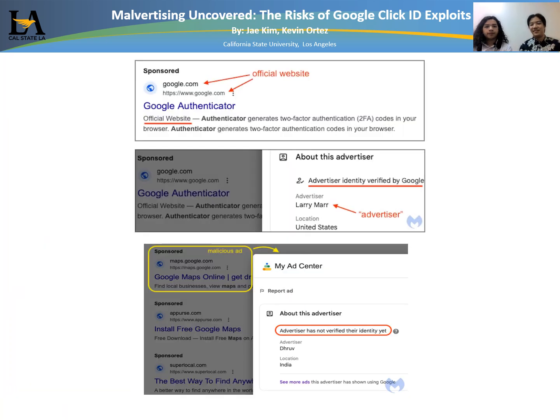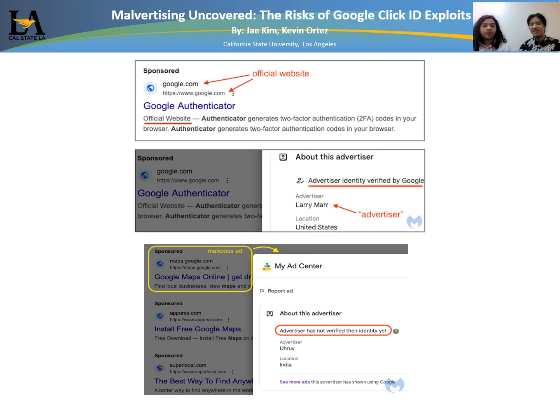All right, jumping into it, here's a real-life example of a sponsored ad by Google. And you would think that a sponsored ad at the top of a search engine titled Google Authenticator would lead you to google.com. However, this ad is by an advertiser named Larry Murr. He's a verified user by Google. However, it isn't a legitimate link by Google, but it's advertised by Google. And a user coming across this link likely wouldn't know from the hidden information about the advertiser.